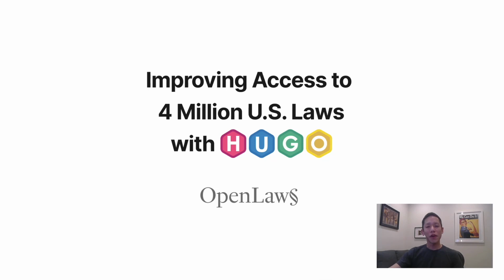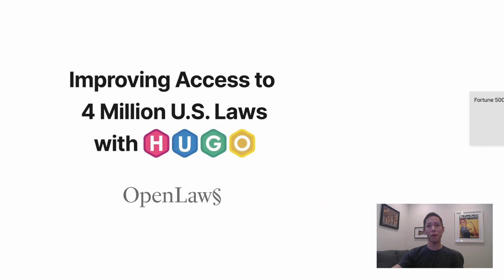Hi, I'm here to talk to you about how at OpenLaws we use Hugo in order to improve accessibility to US law. I want to first talk to you about US law in general, the data behind it, and some of the business problems that are associated with it. Next, I want to talk about the technical challenges and some of our solutions to those. And finally, if you have a lot of data or content to publish like we do, hopefully our lessons learned will help you as well.